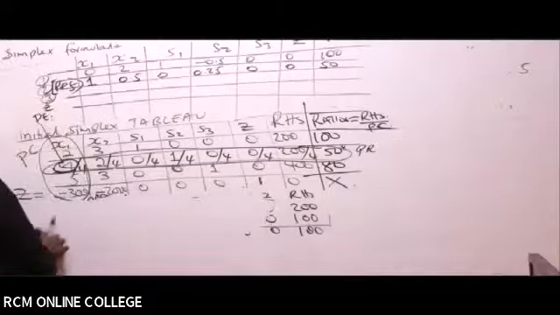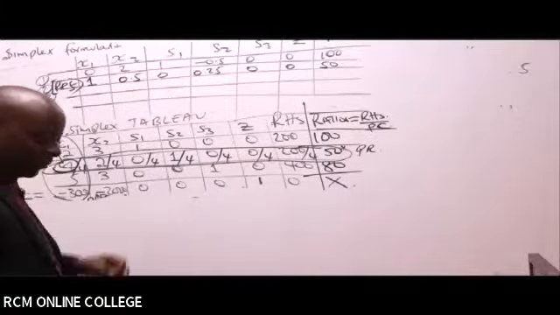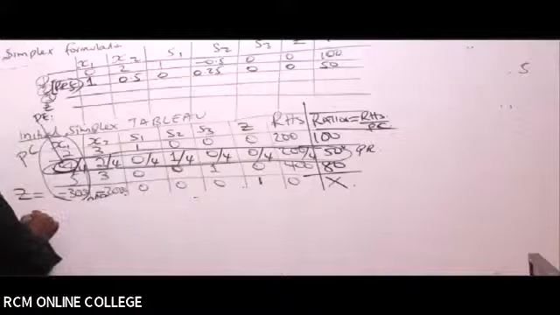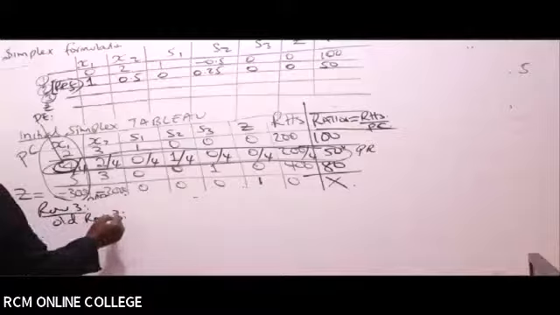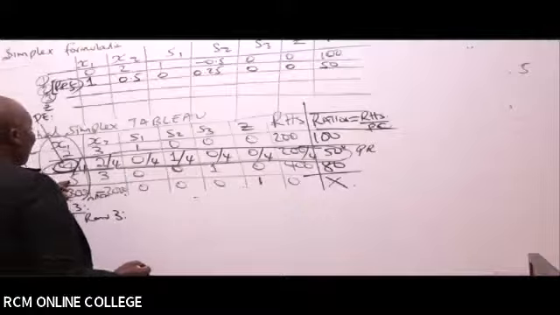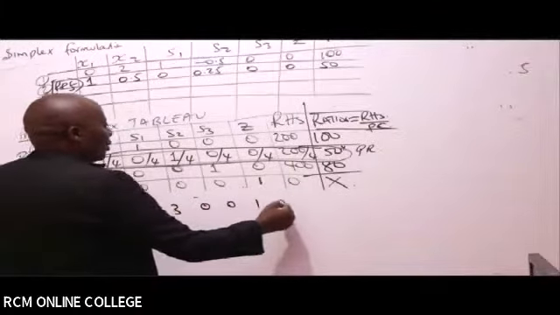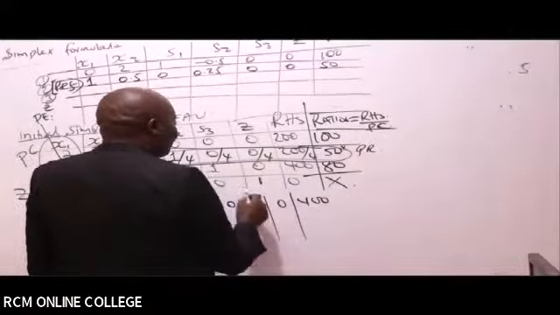So let's do row number 3 together. We say old row 3. You don't have to write those X's so long as you really are quite aware. So this is 1, 2, 3. The old row 3 is 5, 3, 0, 0, 1, 0, 400. Don't write the ratio, remember.